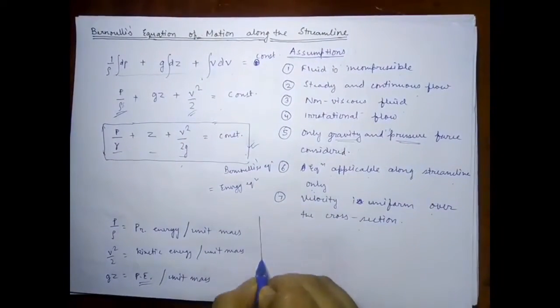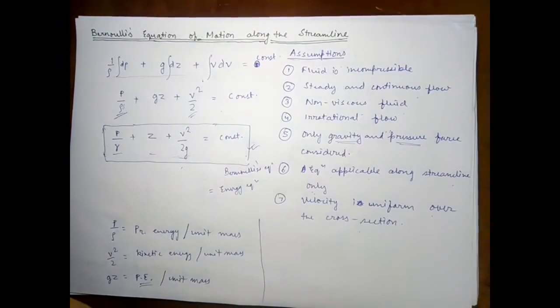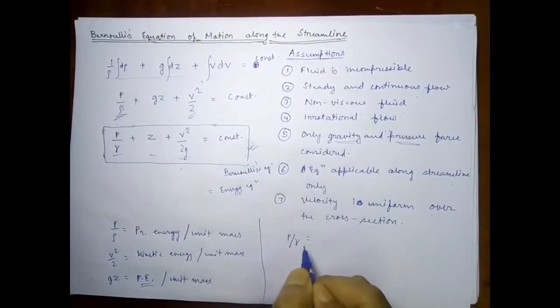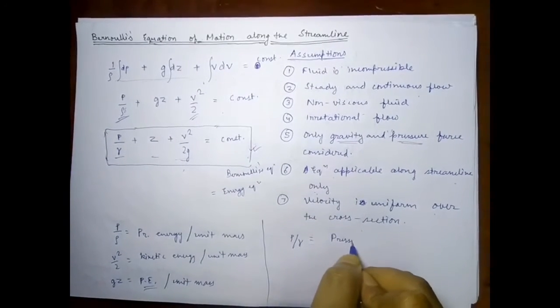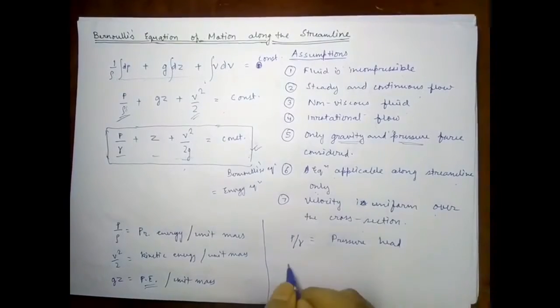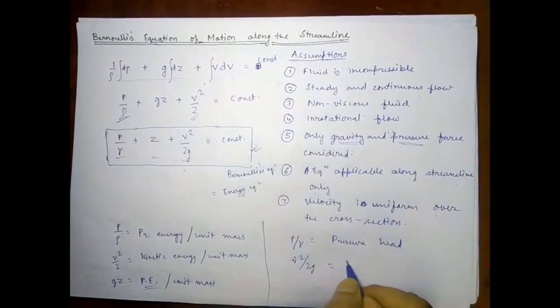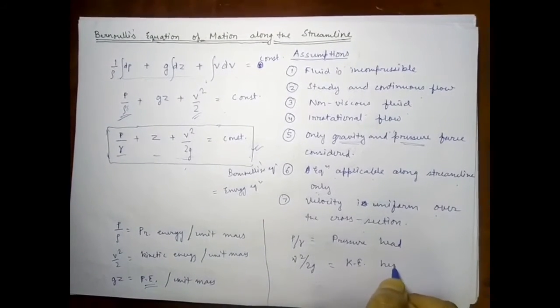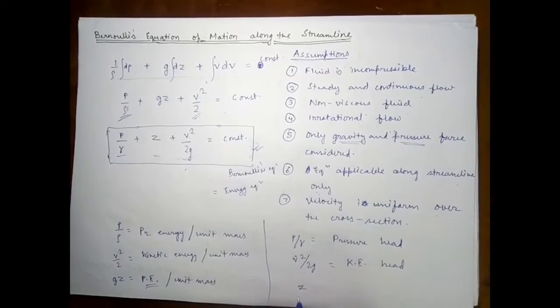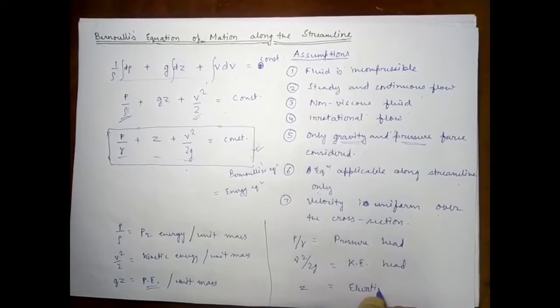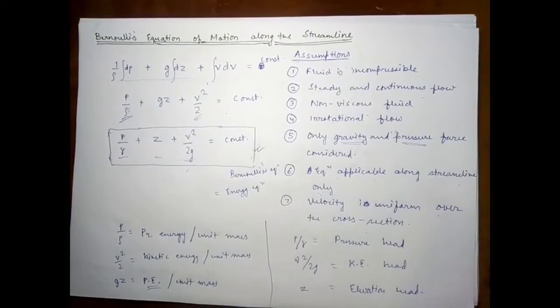Also, when we have divided the equation with g, P by gamma will be known as the pressure energy per unit weight, or it will simply be known as the pressure head. V square by 2g will be known as the kinetic energy head, and the term Z will be known as the potential energy, or it will be simply known as the elevation head, or the energy due to the height.